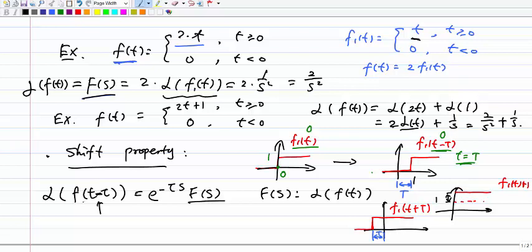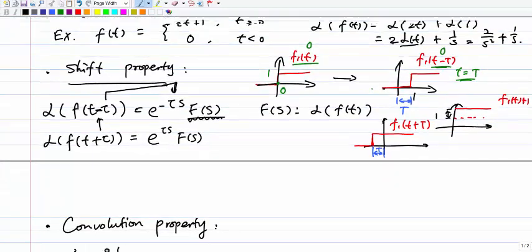Which means it's the Laplace transform of the original function without shifting time, times e^(-tau s). This tau is how much shift we have, so this is actually the same value. The shift goes here. Of course, if I have L{f(t + tau)}, you shift to the left, it will be e^(tau s) F(s).